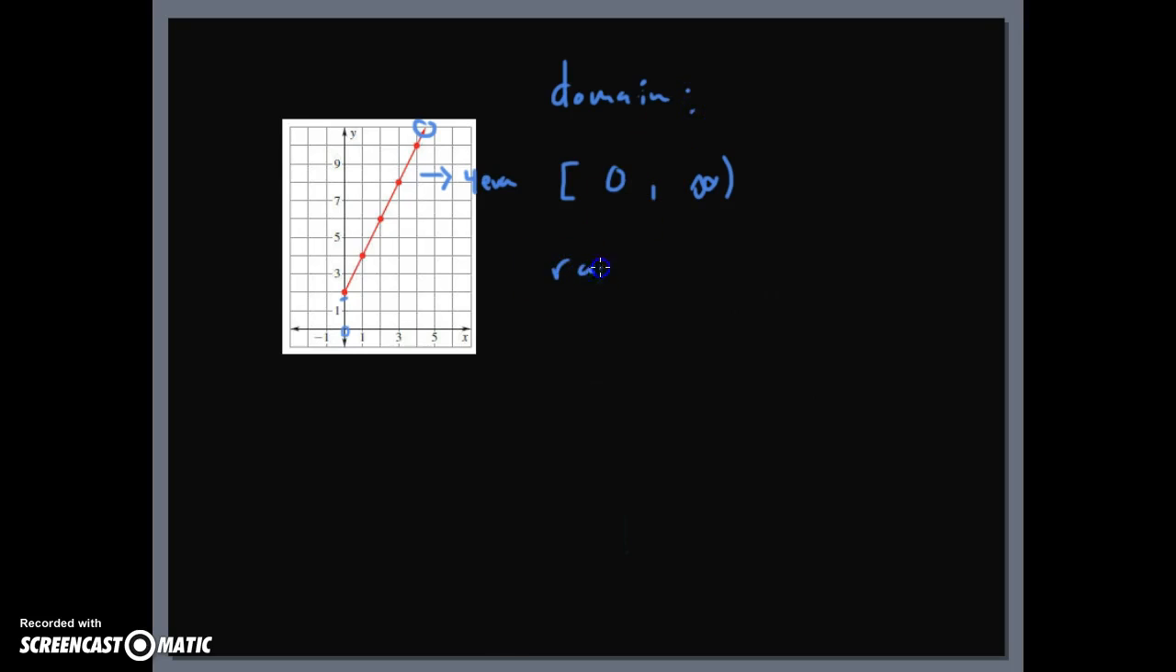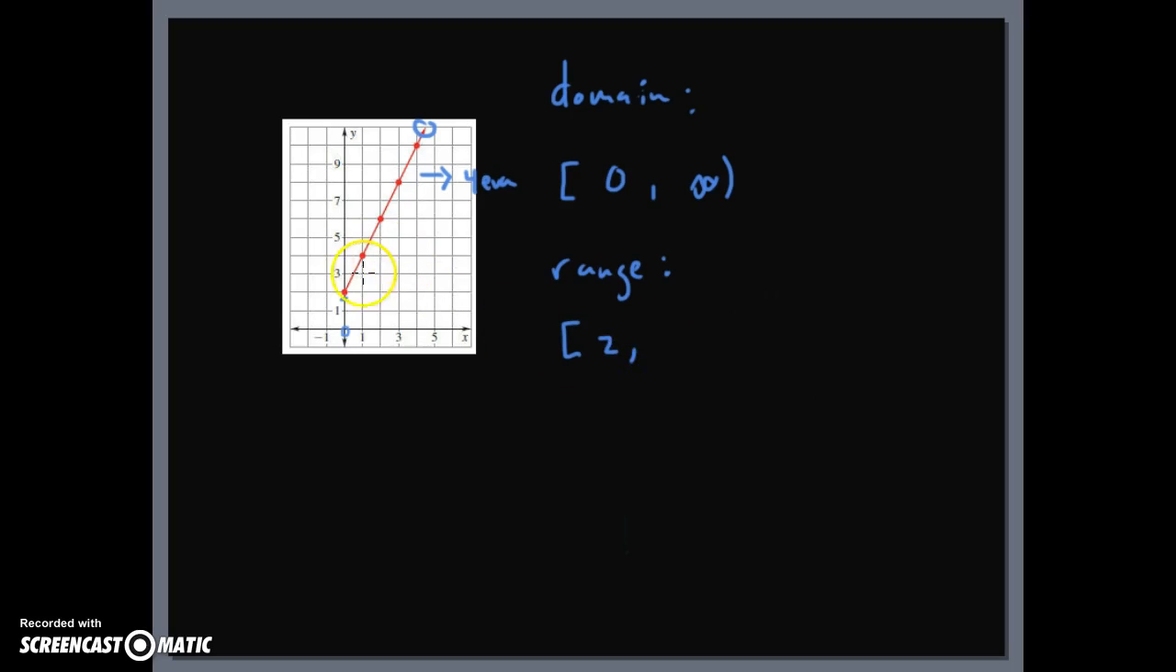And our range, very similar, but now y value. So let's start at the very bottom. And we've got this y value right here. It's a dot, so it's a concrete value. So we can go ahead and put a bracket. And what is that concrete value? Well, this is 1, 2, 3, so it's 2.